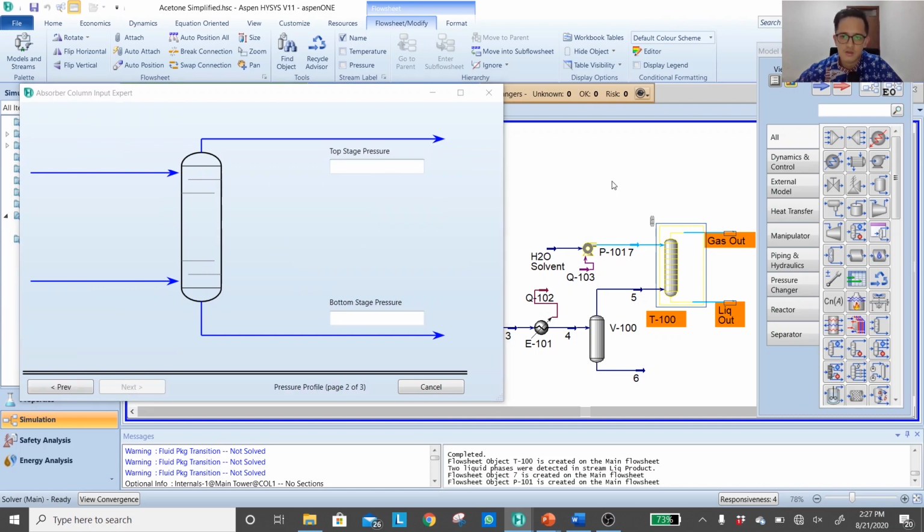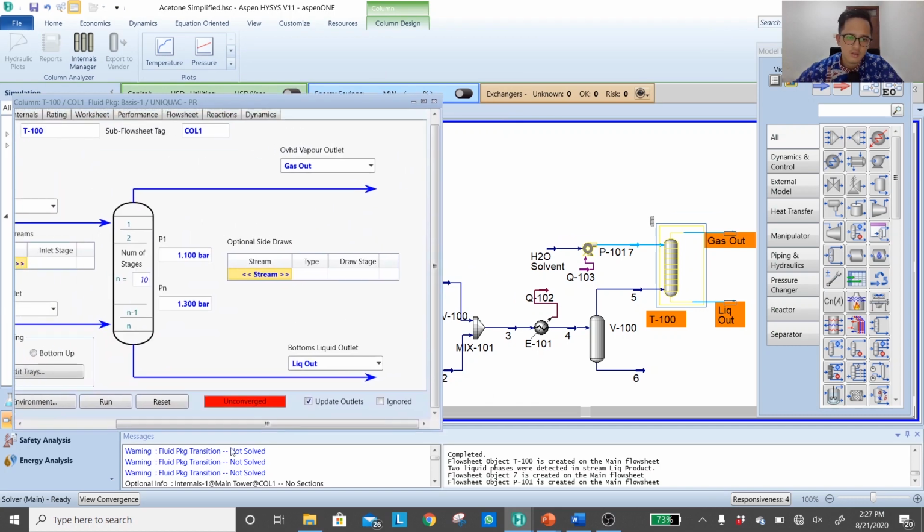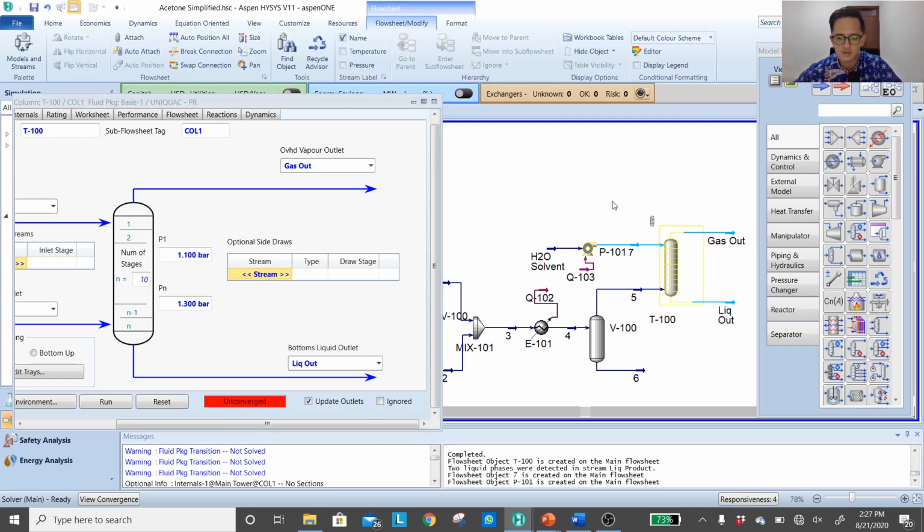Top stage pressure, it's provided at 1.3 bar, so we don't really have a lot of pressure left. So let me put it as 1.1, and the bottom is 1. Okay, it's optional, so we don't really have to provide anything, just done. Okay, before it can be run, still unconverged, but of course it's still unconverged. Even the inlet of the water has not been completely defined.